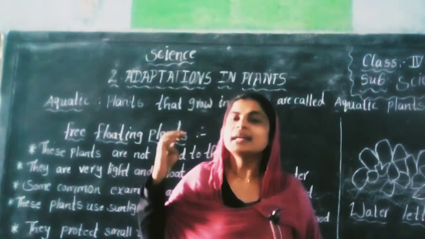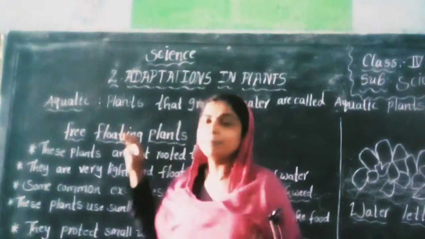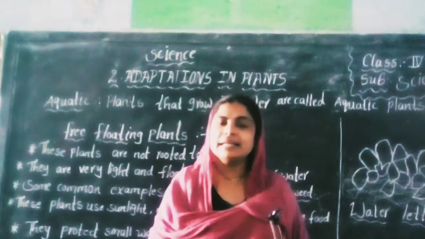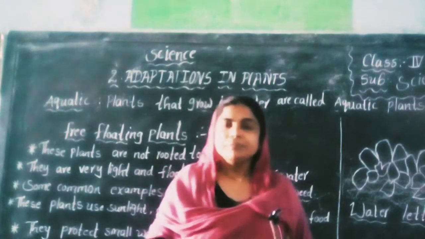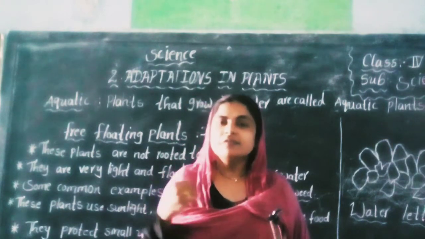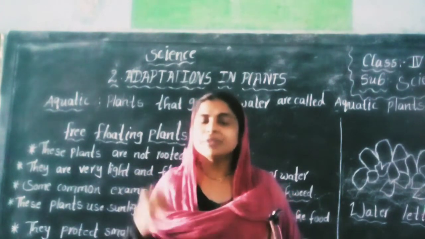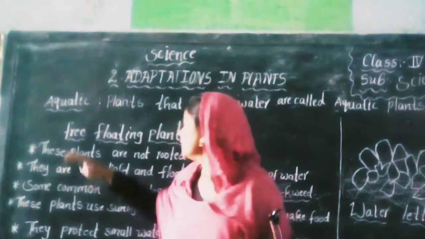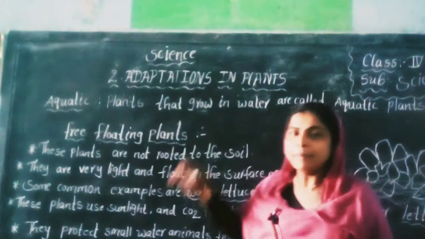Okay? Again, aquatic plants are divided into four types. They are free floating plants, underwater plants, fixed plants and emergent plants. We shall now discuss free-floating plants.